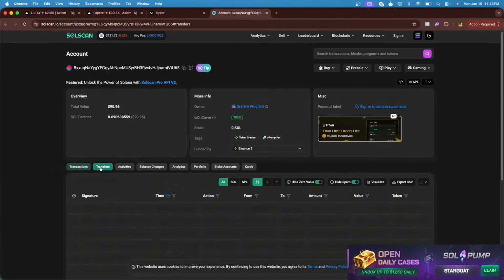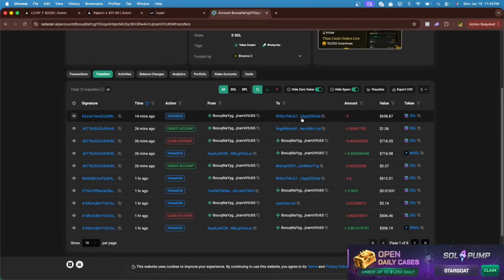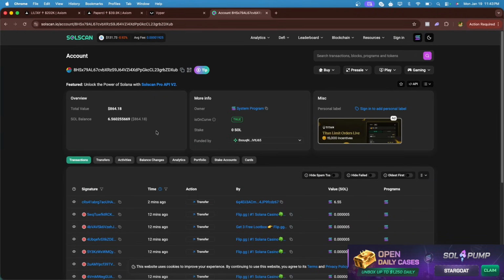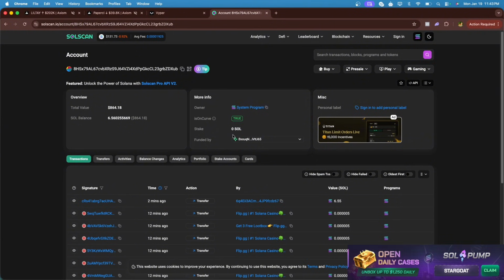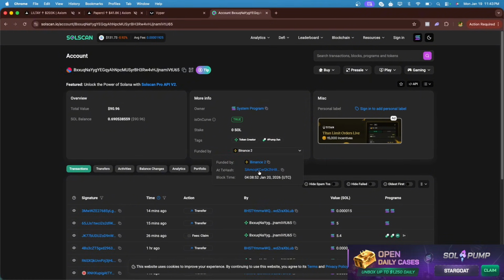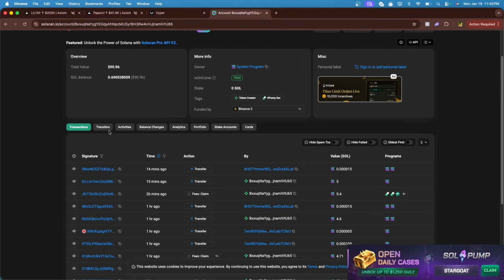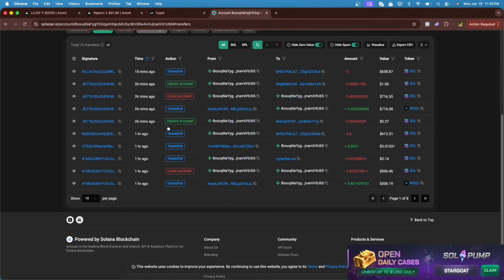Now, what we're going to do is check transfers. See, okay, where has money been transferred out of? 5 sol has been transferred to here. And then there's 6.5 sol in here. This wallet was funded by this one. Okay, so this wallet was funded by that one. And then where was this one? Funded by Binance. Okay, so it's tricky because once they fund them from Binance, it's really hard to track.